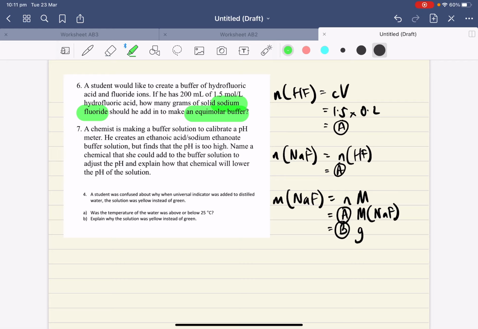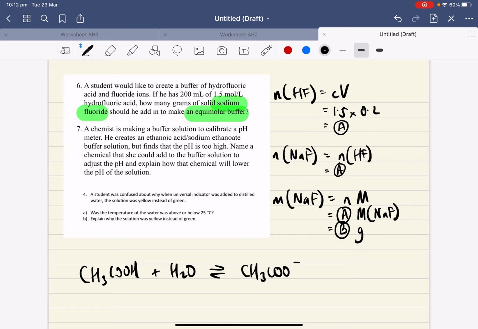Okay. A chemist is making a buffer solution to calibrate a pH meter. He creates an ethanoic acid, sodium ethanoate buffer solution, but finds the pH is too high, which means it's too basic. Name a chemical that she could add to the buffer solution to adjust the pH, and explain how that chemical will lower the pH of that solution. So it might be useful, again, for that one to have an equation. So ethanoic acid, and then we write out the equilibrium equation, so that we can see what's happening with it.